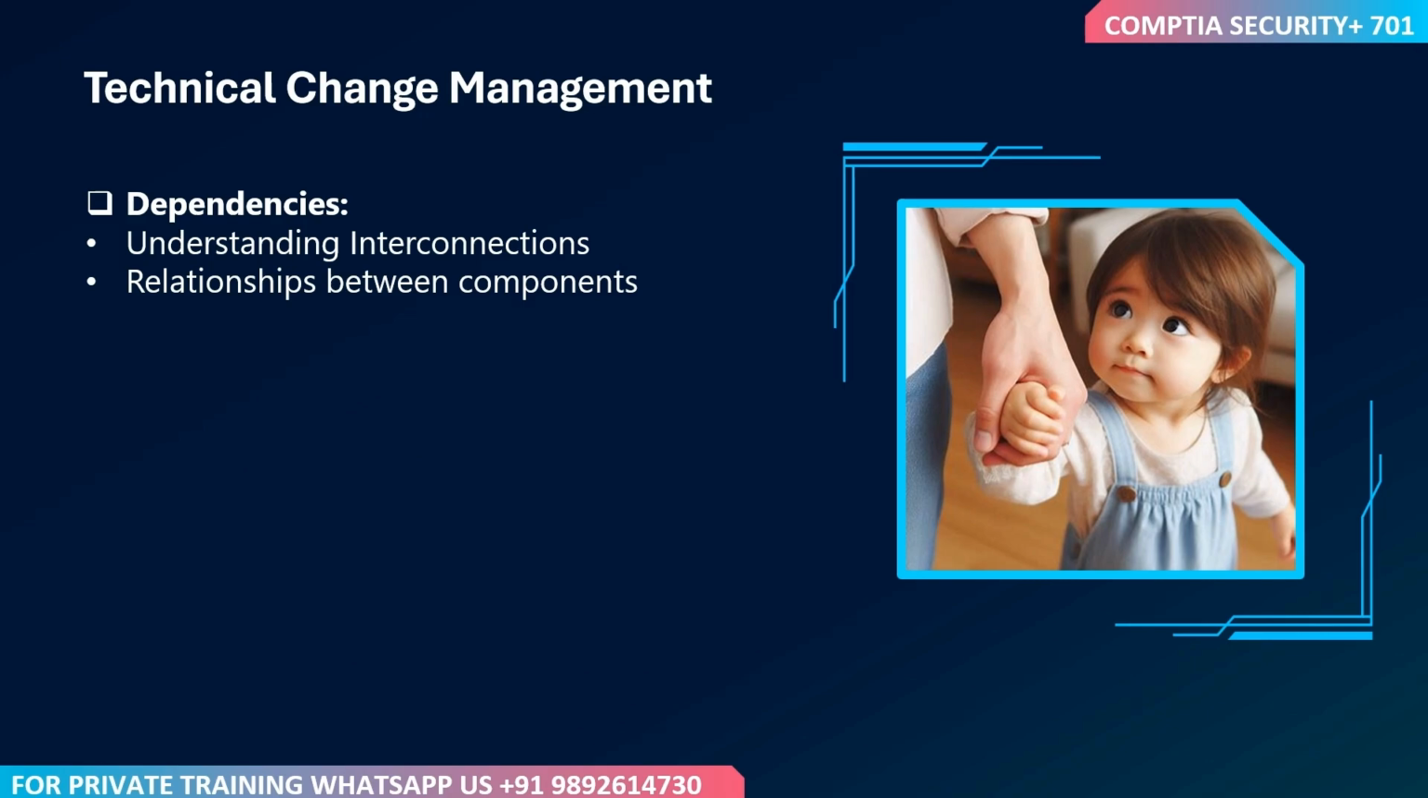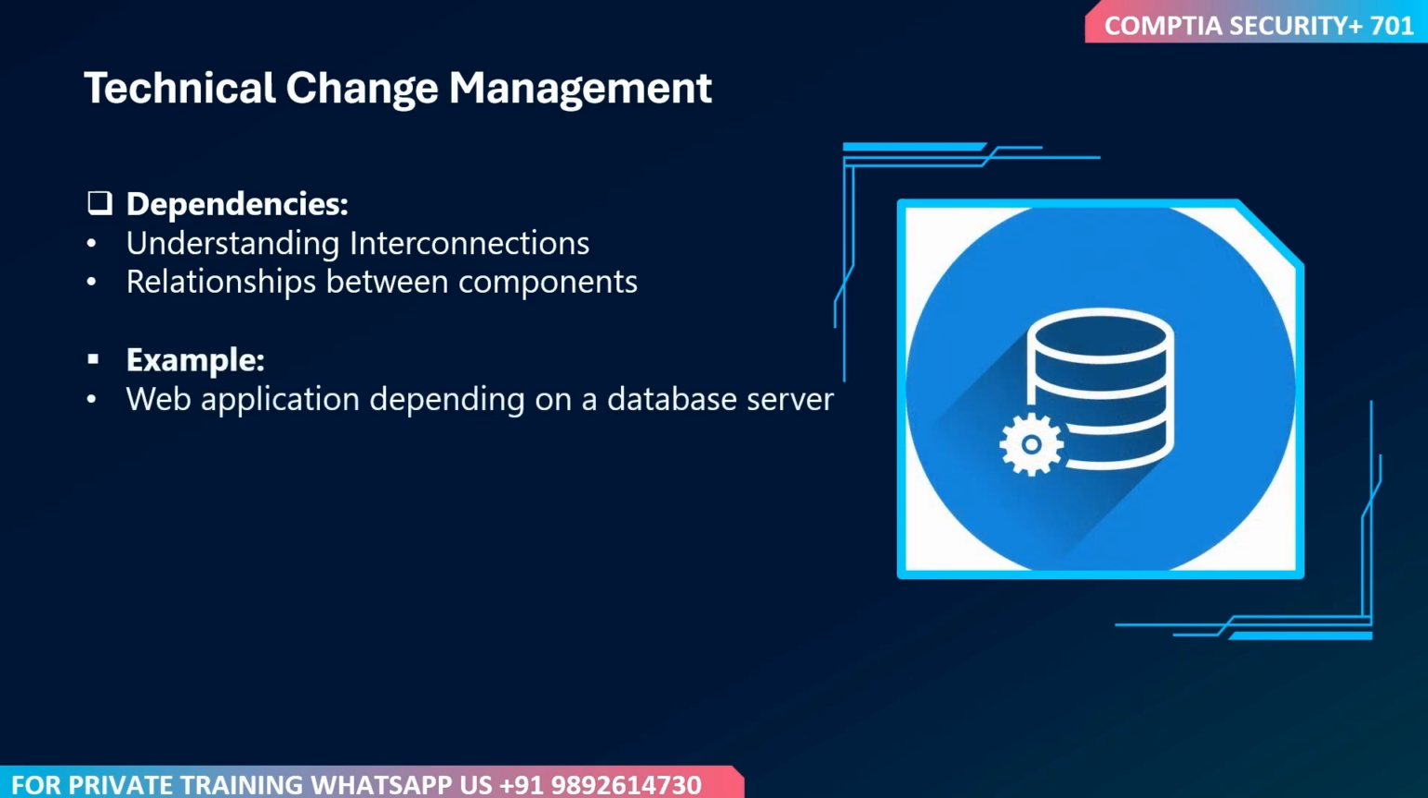Dependencies refers to the relationships between different components or systems, where one component relies on another to function properly. A web application may depend on a database server to store and retrieve the data. When making changes to the application, the impact on the database server must be considered to ensure that both components remain compatible and functional.